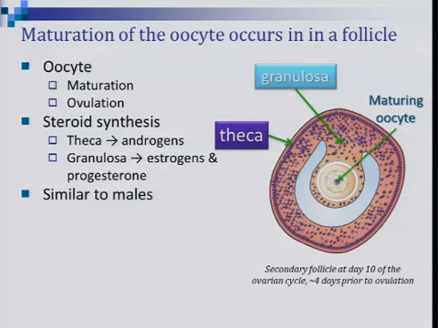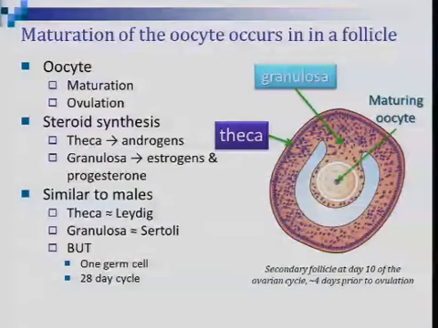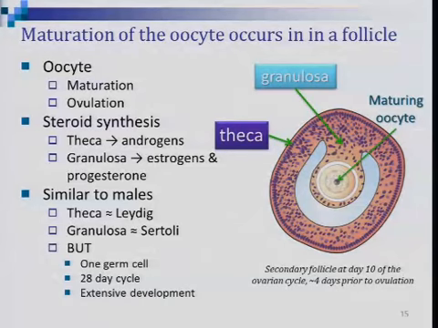Now, the organization here is similar to what we saw in males with the testes, so that the theca roughly correspond to the Leydig cells, and the granulosa roughly correspond to the Sertoli cells. But there's only one germ cell, whereas there's almost unlimited germ cells in males. And there's a 28-day cycle, of course, and there's nothing like that in males. And that 28-day cycle dictates extensive development of this follicle, which is then expelled, whereas in males that doesn't occur.